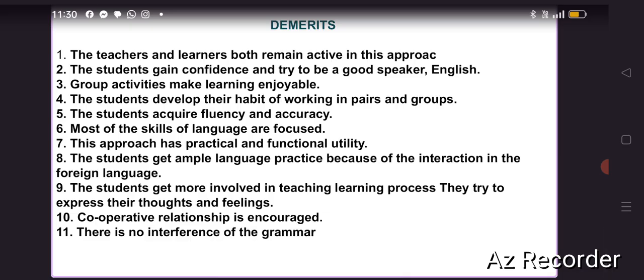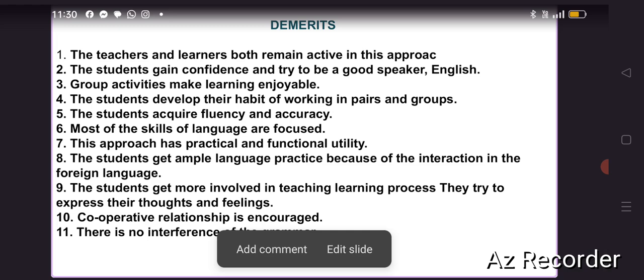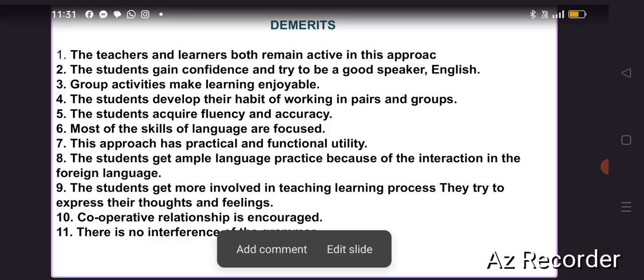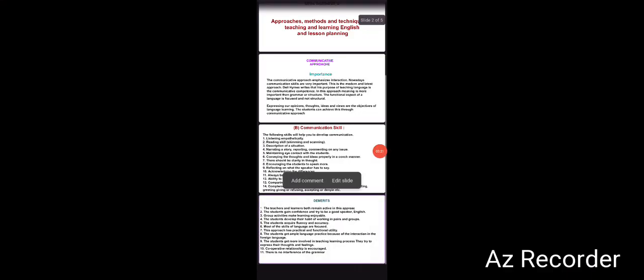In this, what happens is that language practice is taken to a large extent here. So because of this, the students think, they interact, they express their ideas, thoughts, feelings in a foreign language, in English. So there is more ample practice that happens in the English language. The students get more involved in the teaching learning process. They try to express their thoughts, feelings in English.